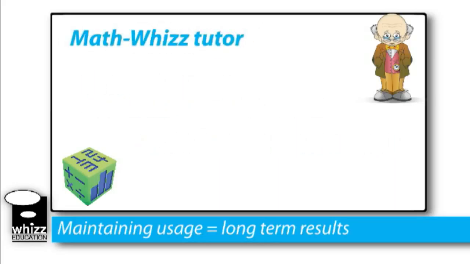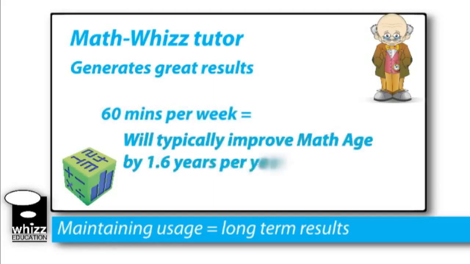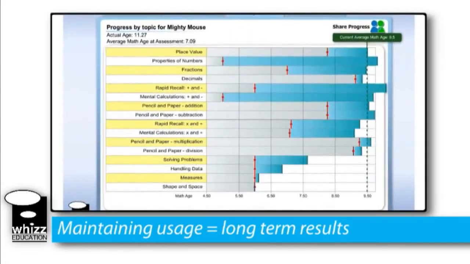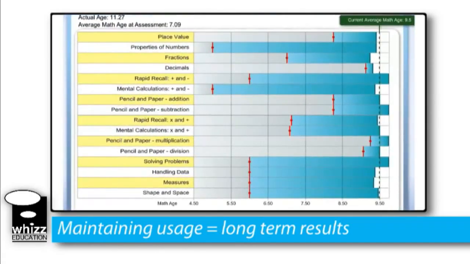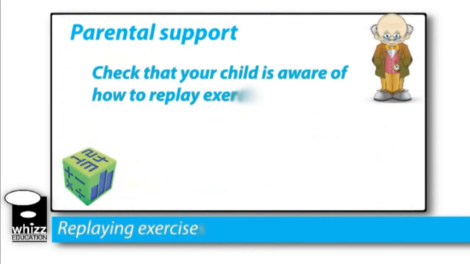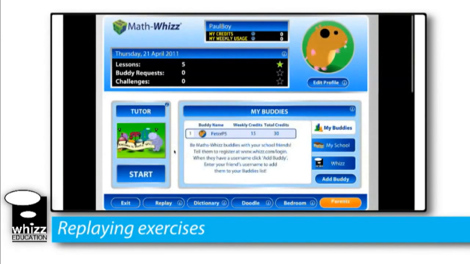The Math-Whizz tutor is shown to generate great results. 60 minutes a week will see your child's maths age improve typically by 1.6 years in the space of a year. That represents great progress. As a parent, you want to make sure that that progress is sustainable and reinforced. One of the things you can do as a parent is check that your child is aware of how to replay exercises they've already passed in tutor mode. Your child can do that by going to the console and clicking on Replay.